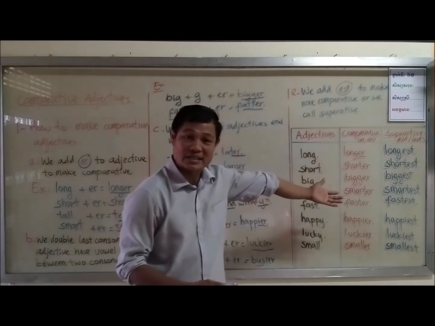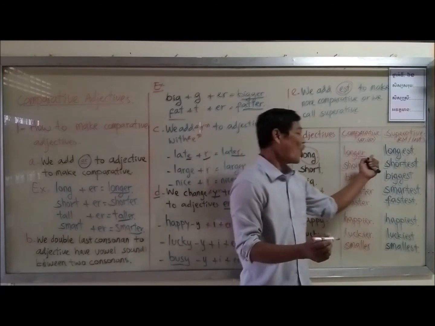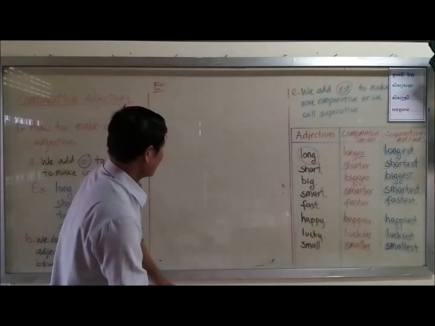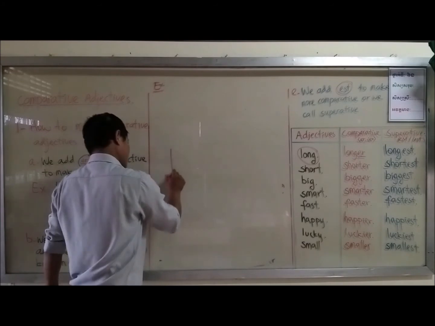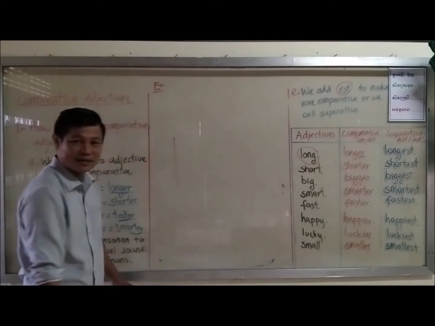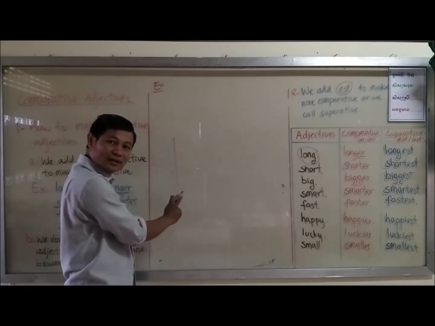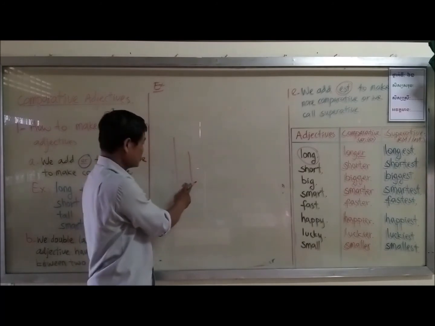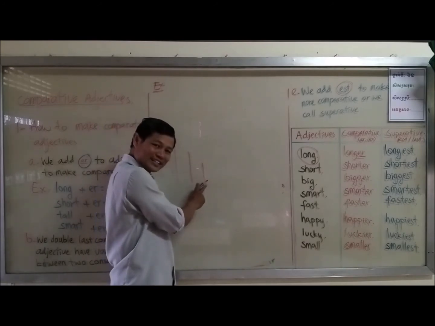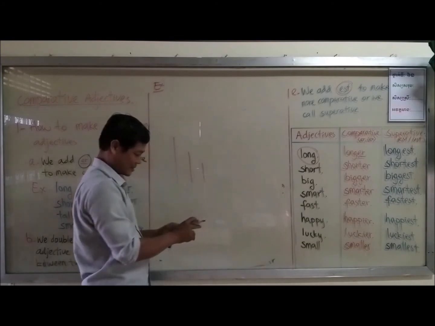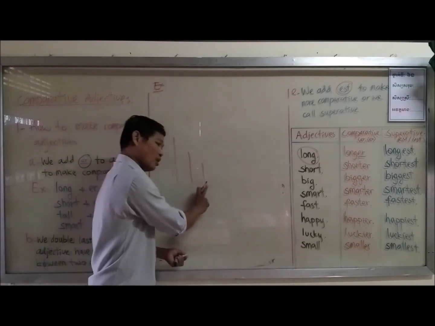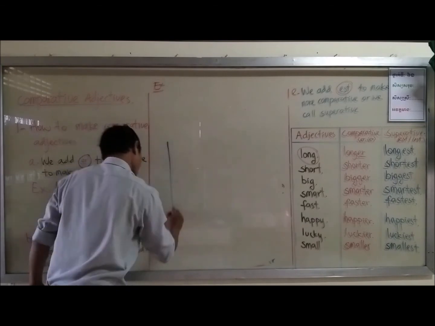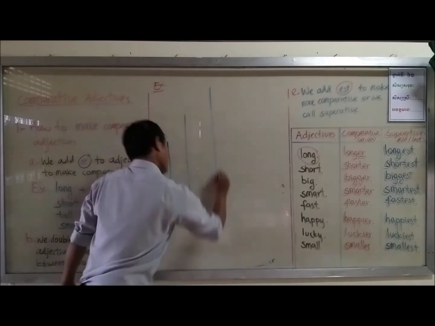Okay, now look at the example. Long, longer, longest. If you want to compare things with short: short, shorter, shortest. And long becomes long, longer, and longest.